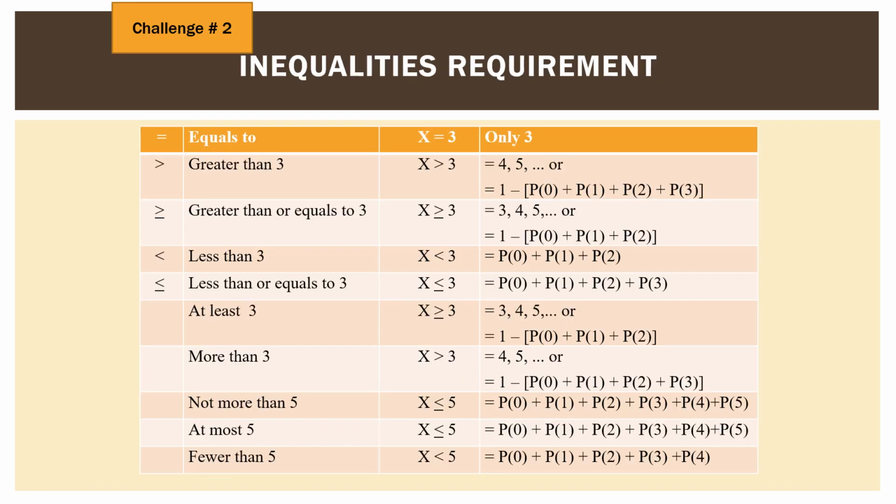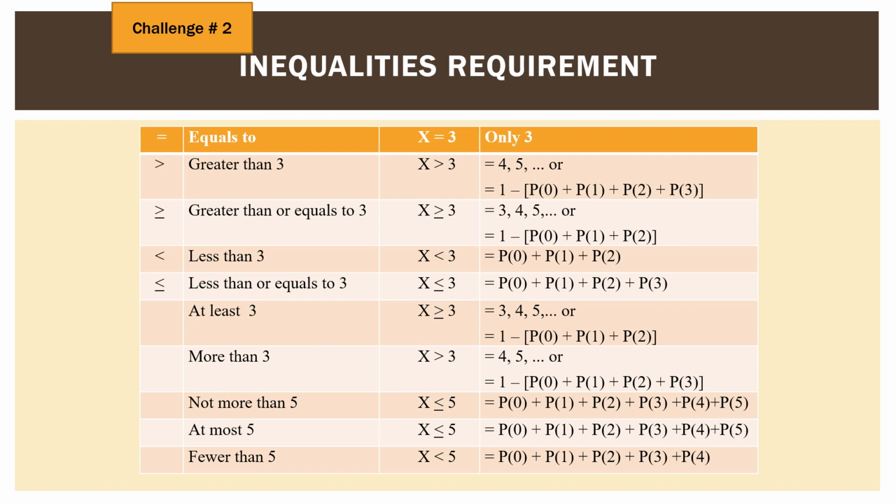All right, so now let's look at inequalities first. You must get to know what is this first. So if I'm saying greater than 3, what is greater than 3? Is 3 included? No, it's bigger than 3. It is 4, 5, and so on. Okay, so you can see two ways there. It's 4, 5 and above, or you can just take 1 minus 0, 1, 2, 3. It's the same thing. Why 1 minus? Because 1 is total probability.